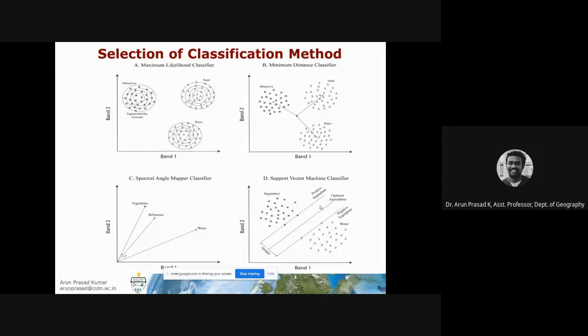In support vector machine, the positive hyperplane and negative hyperplane are generated between the classes. Based on that, an optimal hyperplane is drawn to distinguish the classes. So this is support vector machine. So these are some classification methods used in classifying hyperspectral data.